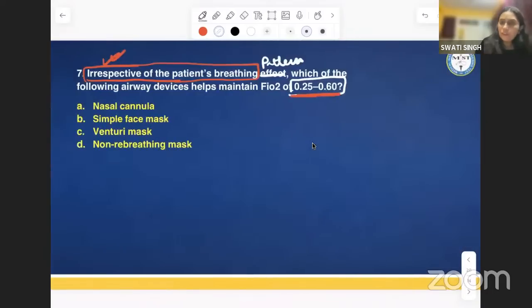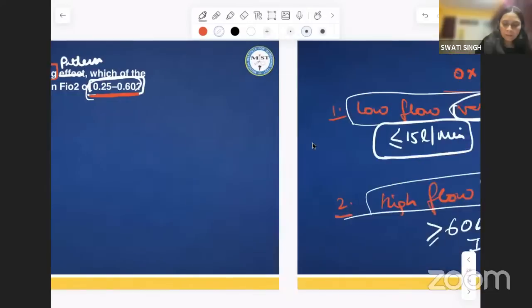Here, irrespective of the patient's breathing pattern, what will be the answer? Nasal cannula depends on the breathing pattern. Simple face mask depends on the breathing pattern. Venturi mask is independent of the patient's breathing pattern. Answer is Venturi mask. Got it? Here, you don't have to bother about the FiO2. You have to see, irrespective of the patient's breathing pattern, which device it is. So the answer is Venturi mask. Got it? Okay, guys.